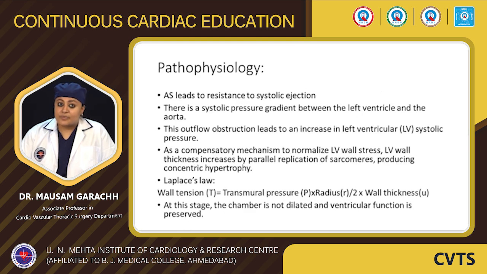Now the pathophysiology. Aortic stenosis leads to resistance to systolic ejection. There is a systolic pressure gradient between the left ventricle and the aorta. This outflow obstruction leads to an increase in left ventricular systolic pressure. As a compensatory mechanism to normalize LV stress, the LV wall thickness increases by parallel replication of sarcomeres, producing a concentric hypertrophy. It follows the Laplace law, that is, wall tension is equal to transmural pressure times radius divided by 2 times wall thickness. At this stage, the chamber is not dilated and ventricular function is preserved.